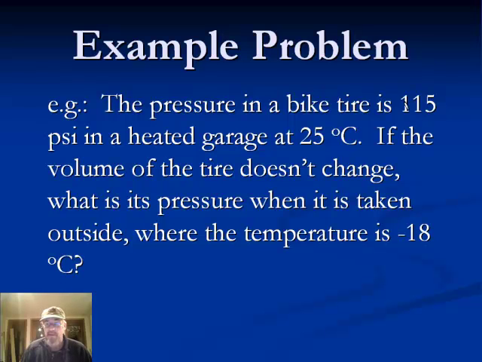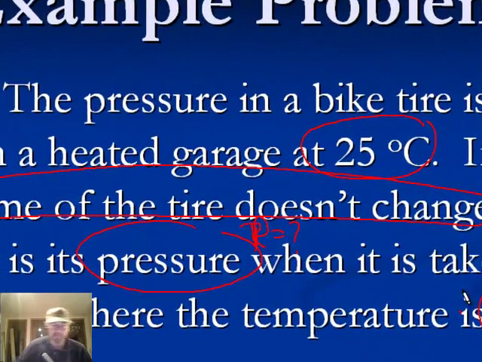The pressure in a bike tire is given, 115 psi. It's in a heated garage. The temperature is 25 degrees C. The volume doesn't change, so that's valid to use Amonton's law. The question is, what's the pressure outside? That's what we're trying to find, P. And the temperature outside is 18 below Celsius.